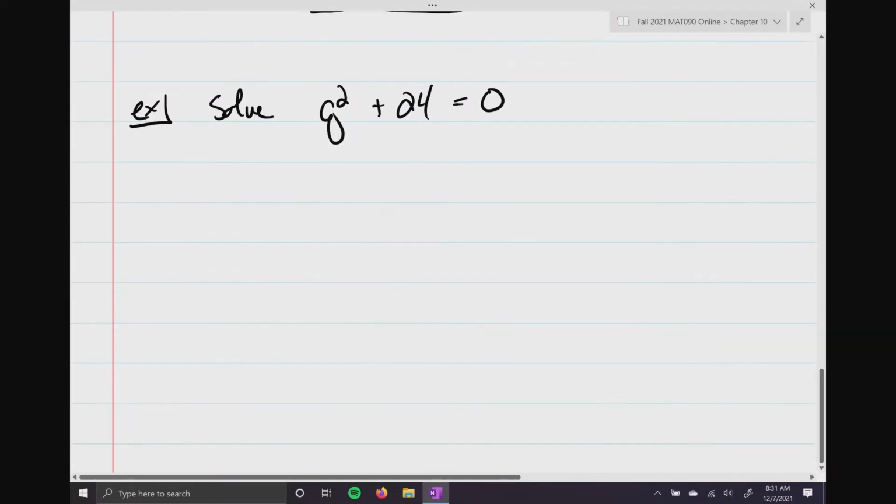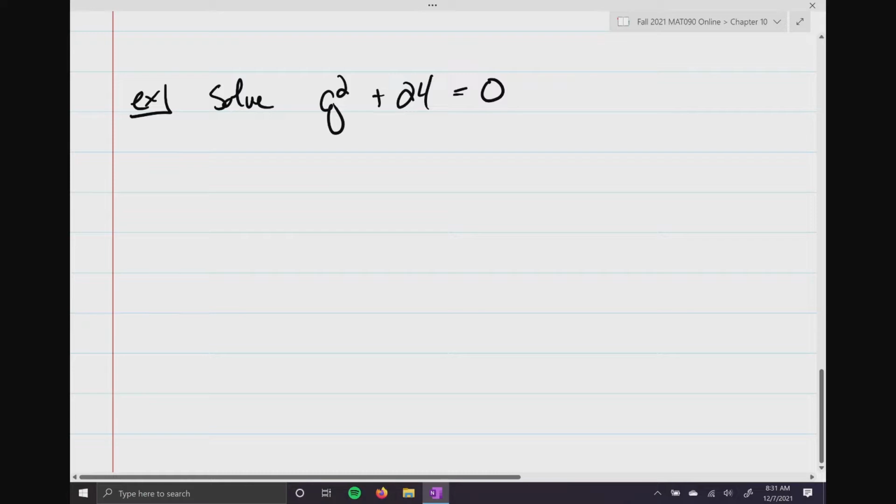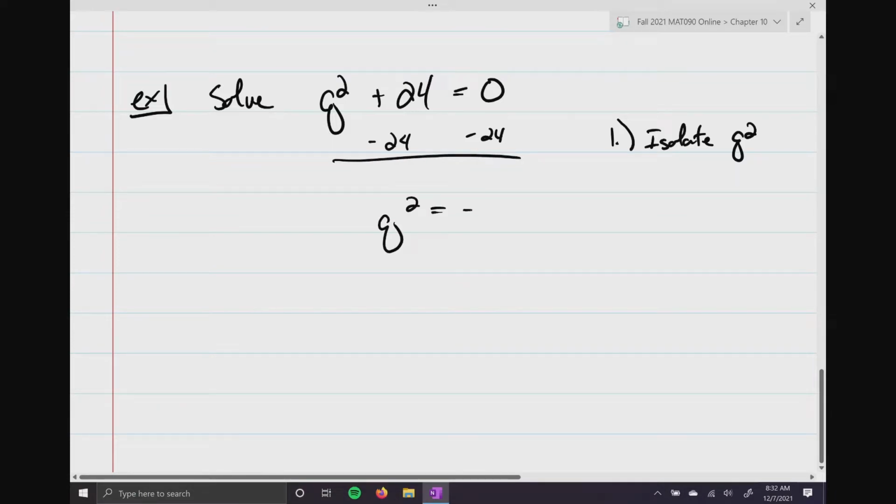Okay, so we're going to solve q squared plus 24 equals 0. Well, remember, I'll start writing the steps off to the right-hand side here. Step 1, isolate q squared. So we'll subtract 24 from both sides. Now, step 2 would be the square root property, okay? But here's the catch with this one.